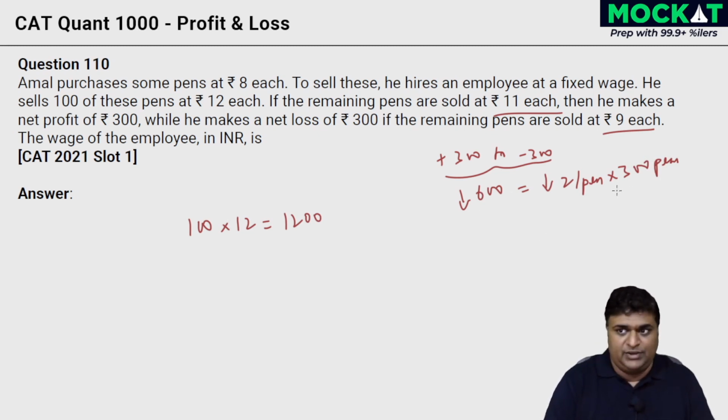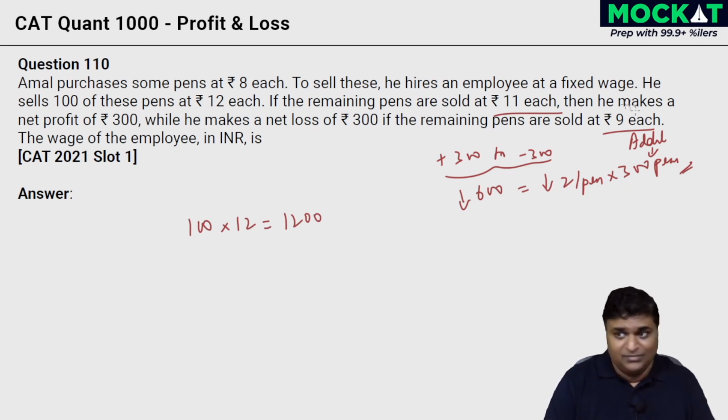Now, what I wrote over here, if you're logically clear, you'd have quickly landed upon this. The difference over here, from a profit to a loss of 300, 600 rupees less, is only because of the remaining pens being 2 rupees less. 2 rupees into 300 pens. What are these 300 pens? These are the additional pens, right? So the total number of pens sold are 100 plus 300, which is a total of 400 pens, right?